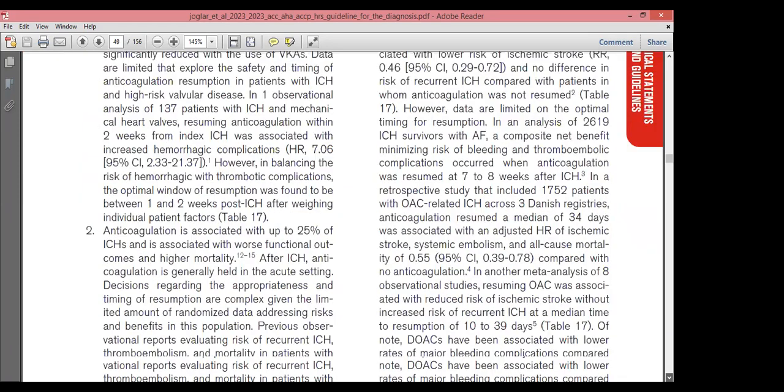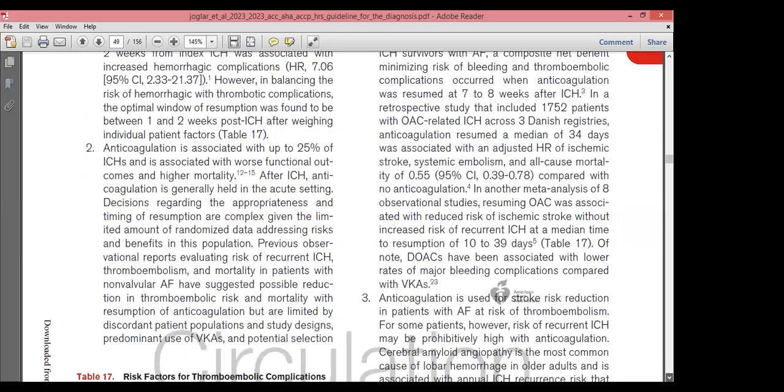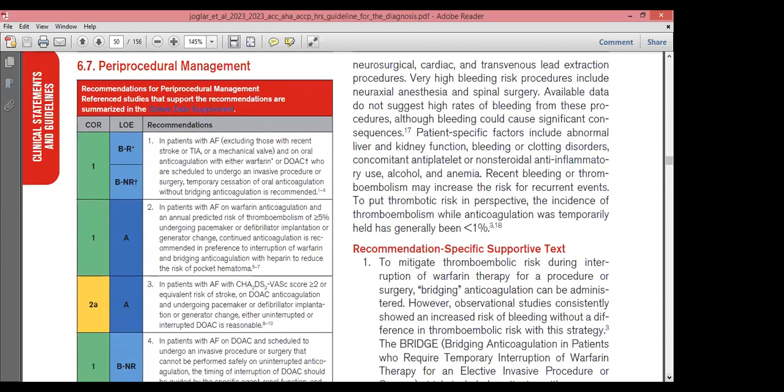Okay, pre-procedural management. This one I'll just talk about briefly. These are people that want to go for an invasive procedure, and they have AF and they are on anticoagulants. What should you do?